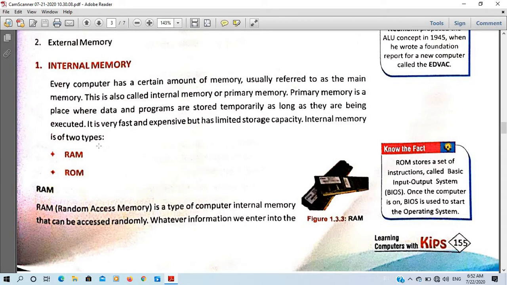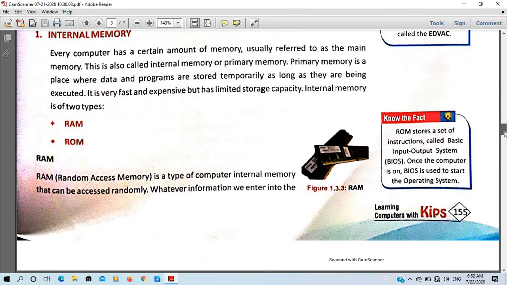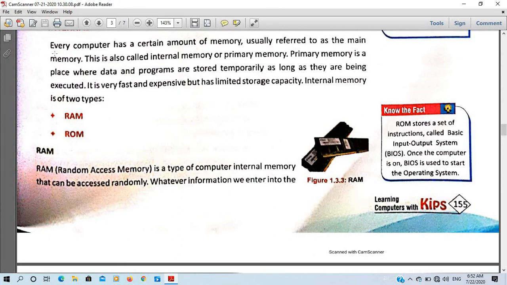So keep it in your mind that a storage device is of two types, internal and external, and then internal memory is of two types, that is RAM and ROM. See, RAM stands for random access memory and ROM stands for read only memory. See what is written here.